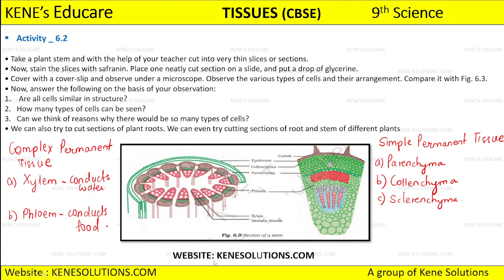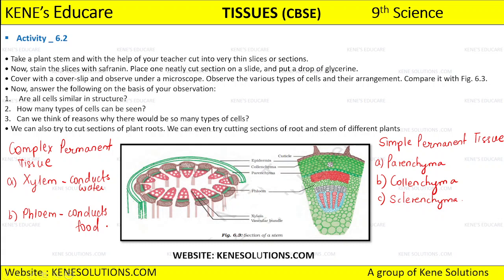Okay, then secondly, the complex permanent tissue that we are having is phloem. Now what does phloem do? Phloem conducts food, right? So the food conducting tissue of the plant is phloem, and this phloem has sieve cells, sieve tubes, companion cells, phloem fibers, and phloem parenchyma cells. So these are the different types of cells which are present in this phloem.